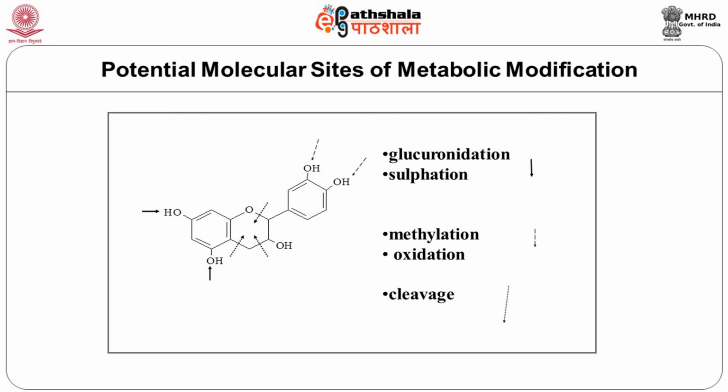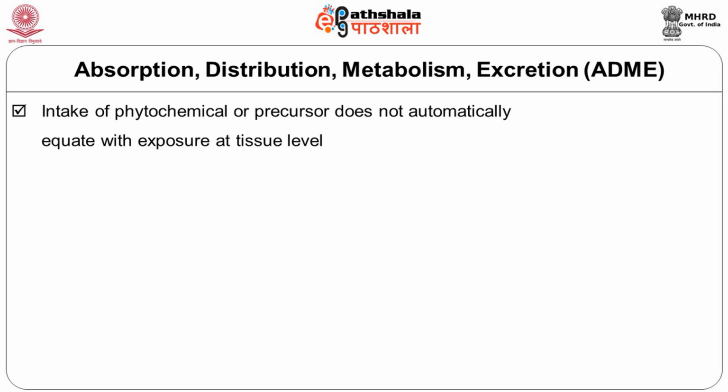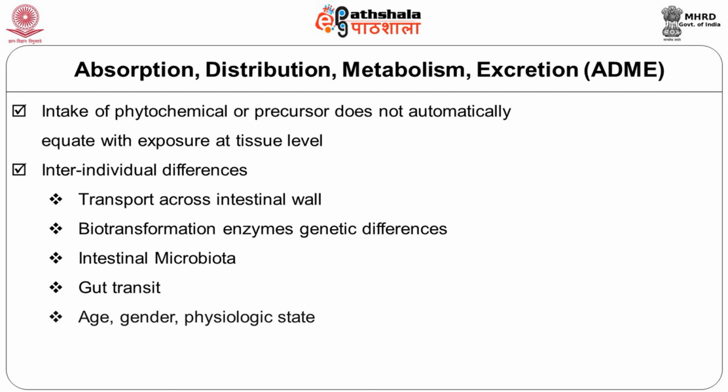So, absorption, distribution, metabolism, excretion: what are the factors which impact the biologic effect of phytochemicals? Intake of phytochemicals or precursors does not automatically equate with exposure at tissue level. Inter-individual differences, transport across the intestinal wall, biotransformation enzymes, that is phase 1 and phase 2, genetic differences, and effects of other endogenous or xenobiotic compounds, intestinal microbiota, gut transit time, age, gender, and physiological state of a person matter for the absorption and distribution, and ultimately for the metabolism of these polyphenolic compounds.